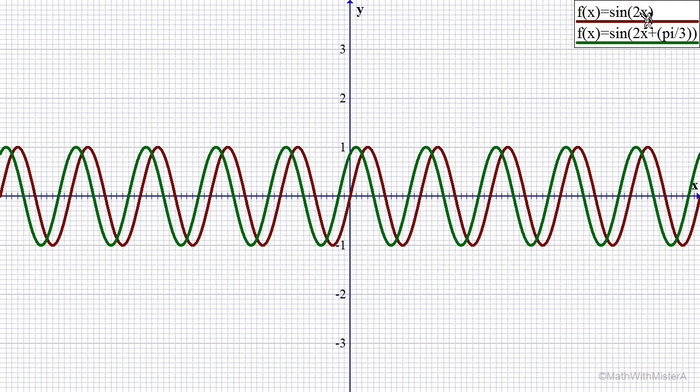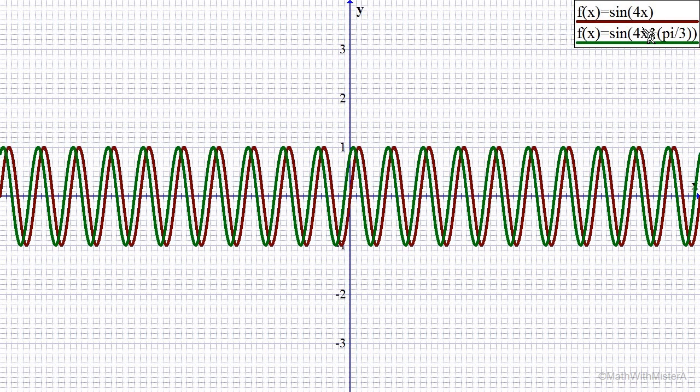So something about changing this factor b is having an effect on our horizontal shift. Let's look at this a little bit further. Sine of 4x and sine of 4x plus pi over 3. Now our shift is only 1 unit by 15 degrees.